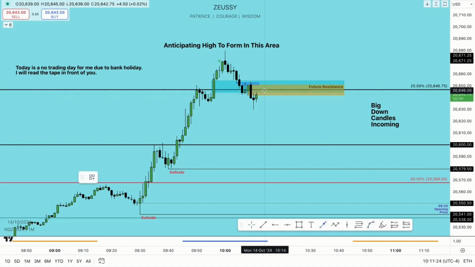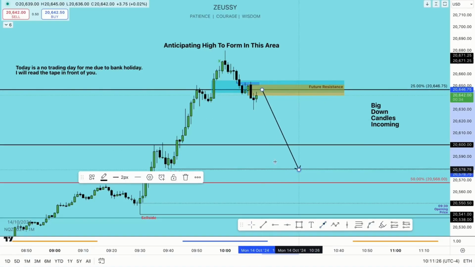Pay attention to this up close candle again. I want to see the market find resistance inside of there.